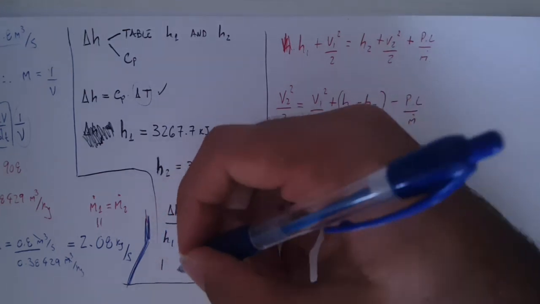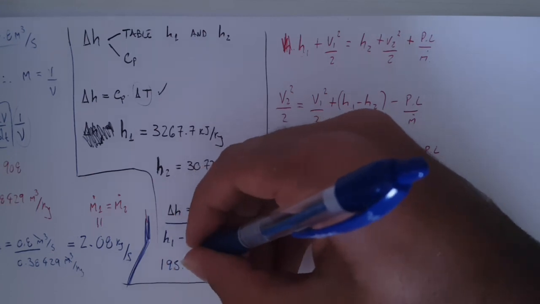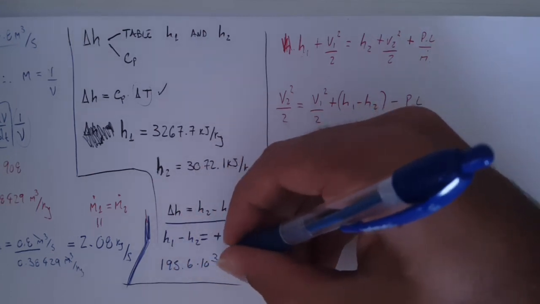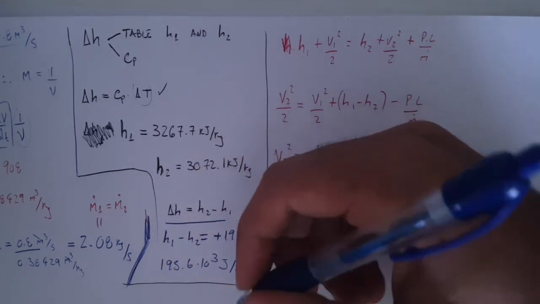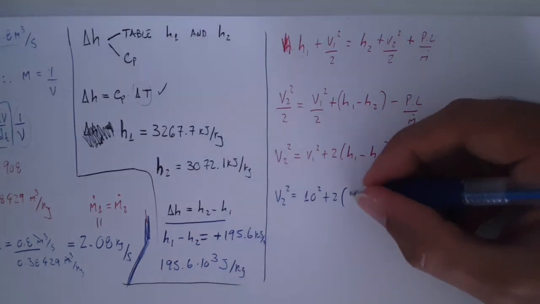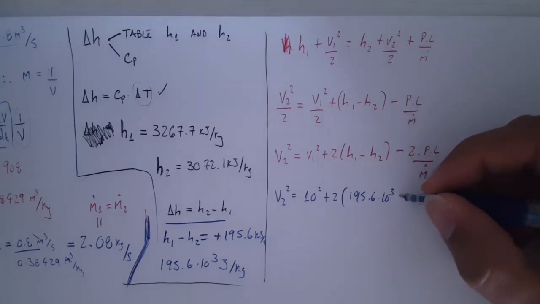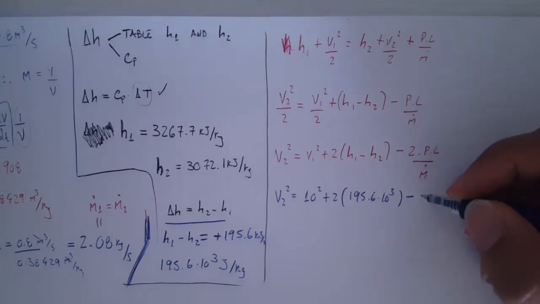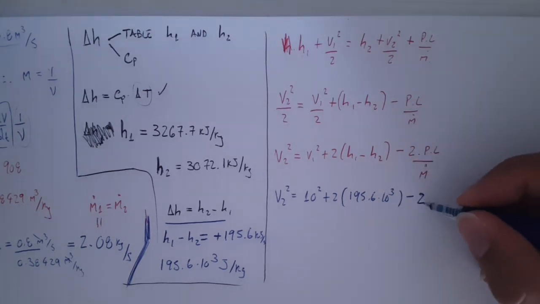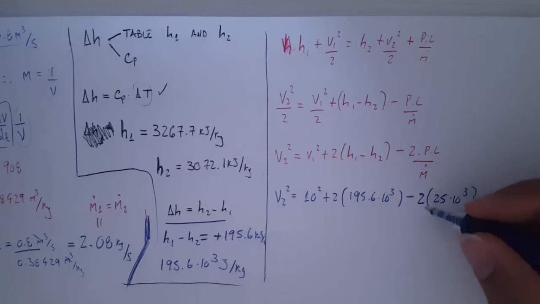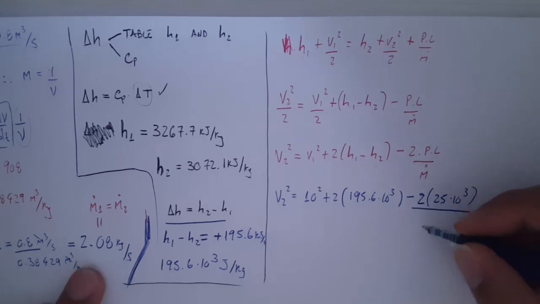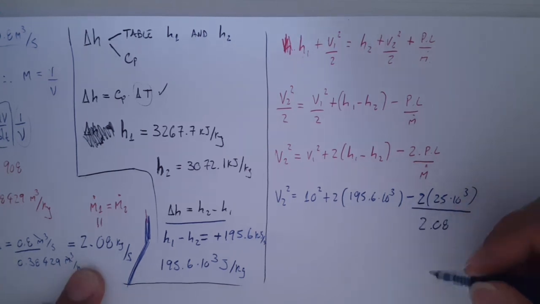So that's the same thing as 195.6 times 10 to the third joules per kilogram. Make sure we have the right units. So that's going to be 195.6 times 10 to the third. And over here, same thing. We have kilowatts, so it has to be in watts. So it's going to be 25 times 10 to the third divided by our mass flow rate, which is 2.08.